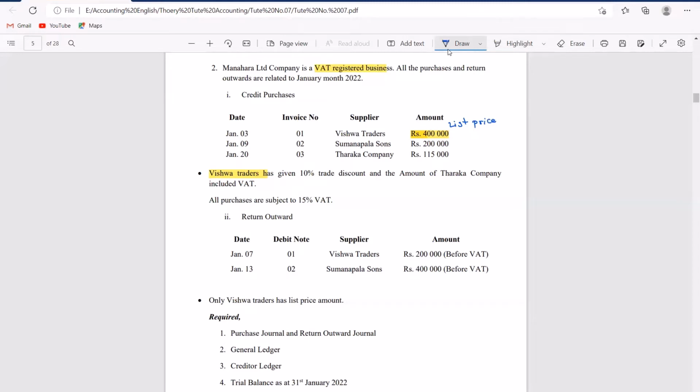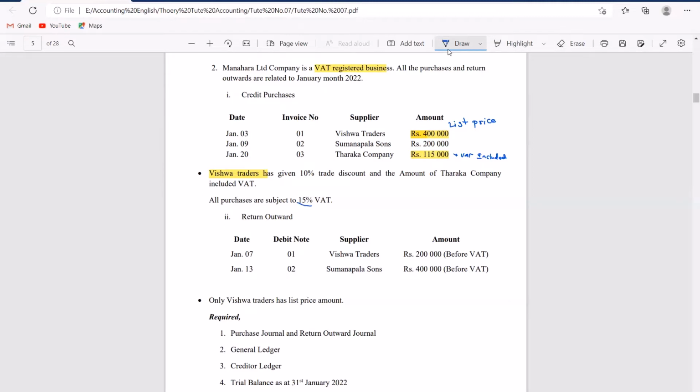Then the amount of Tharaka is VAT included. Again, highlight Tharaka's amount. How much is Tharaka's amount? This is 150,000, and write down in front of that, VAT included amount. These are the very special things we have to consider before preparing the purchase journal. And also all purchases are subject to 15% VAT.